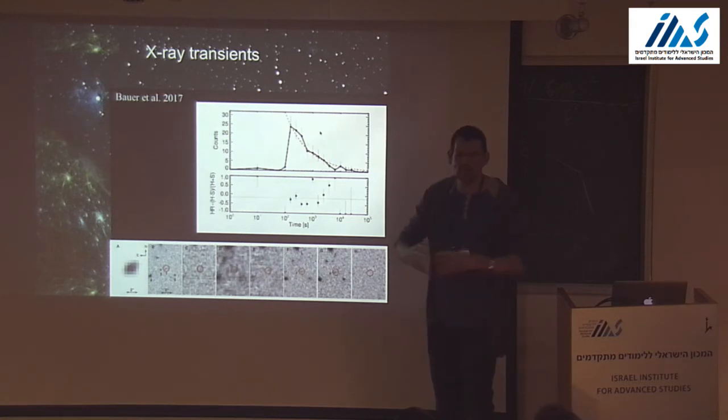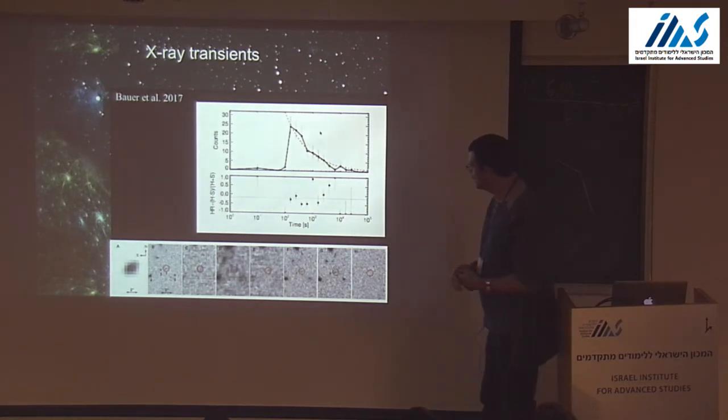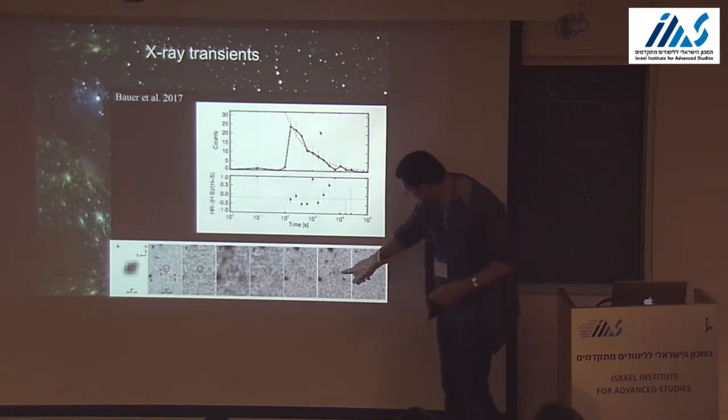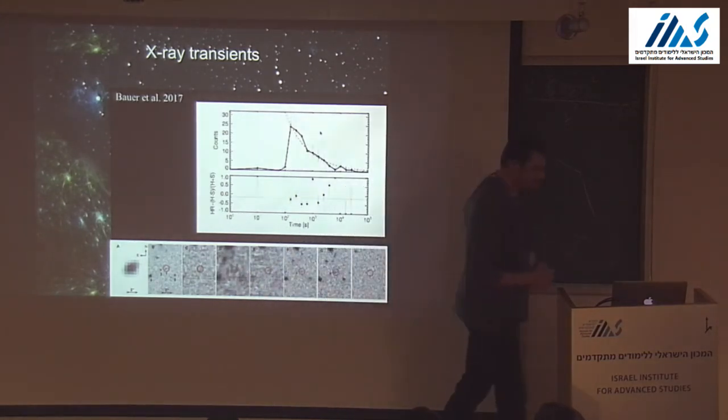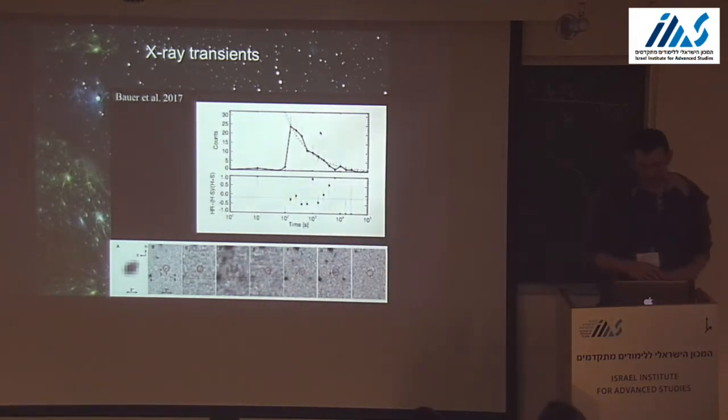And then because there's a wealth of other information, this paper spends a lot of time trying to say what it was. There is a source there, you can see it here. It's probably a distant galaxy. So something in that galaxy emitted a burst of X-rays for a few minutes and disappeared. And what it is, well, we don't really know.